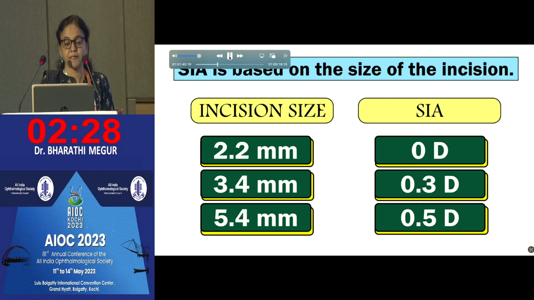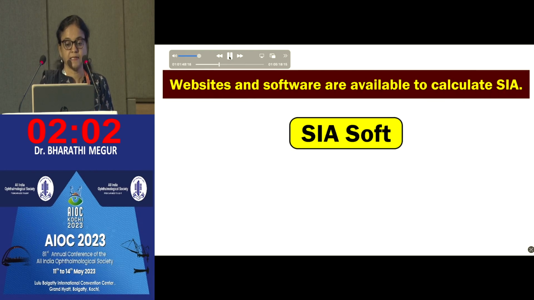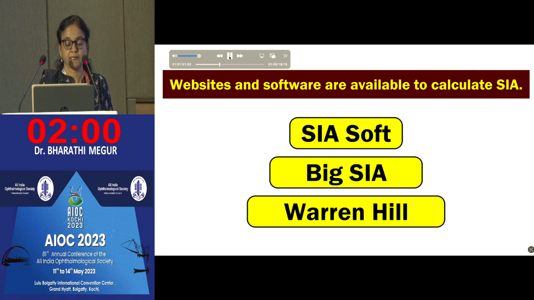So whenever the biometry online toric calculators use an assumed value of 0.1 diopter, it is because they have seen that these temporal phaco incisions are least astigmatic. So they are assuming that the astigmatism induced by these incisions is around 0.1 SIA. Of late, SIA has least importance in the workup. There are multiple websites and software available to calculate the surgical induced astigmatism.